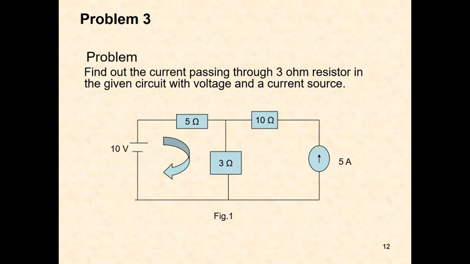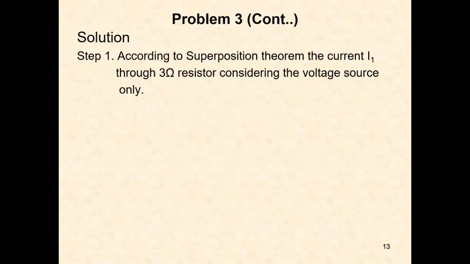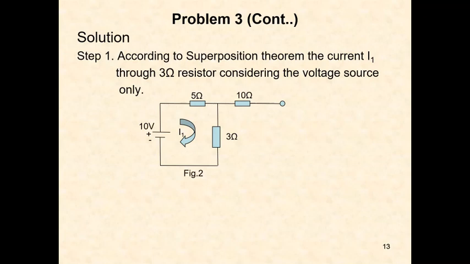See here, 10 ohms and 5 ohms, 3 ohms, 10 ohms in a T network, and a 5 amps source is connected. According to the superposition theorem, the current I1 through the 3 ohm resistor considering the voltage source only, the current source is open circuited. As already discussed, the voltage source is short circuited and the current source must be open circuited. What is the circuit now?